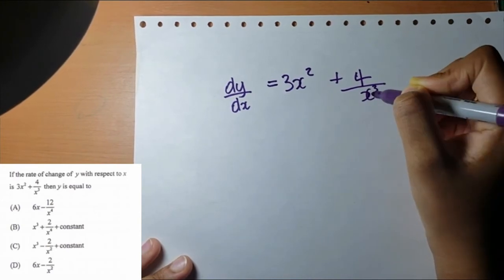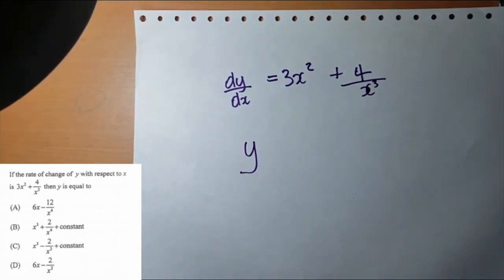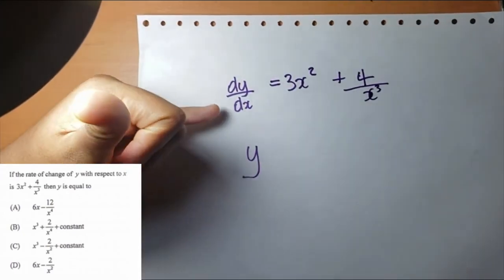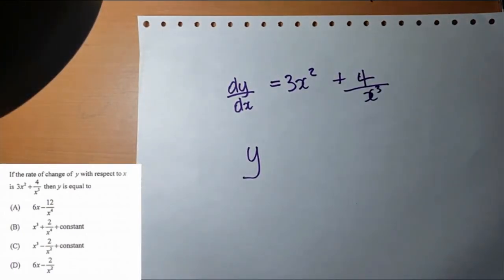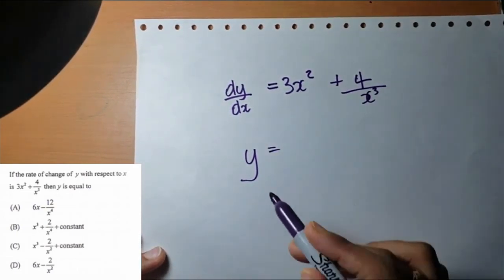Yeah. So they're asking for y. So what does this look like? Integration. Because we're moving from dy dx to y. We're not moving from y to dy dx. So therefore we're being asked to integrate this function. So I say, alright, cool. You know, we're bright. So we're going to integrate the first term.